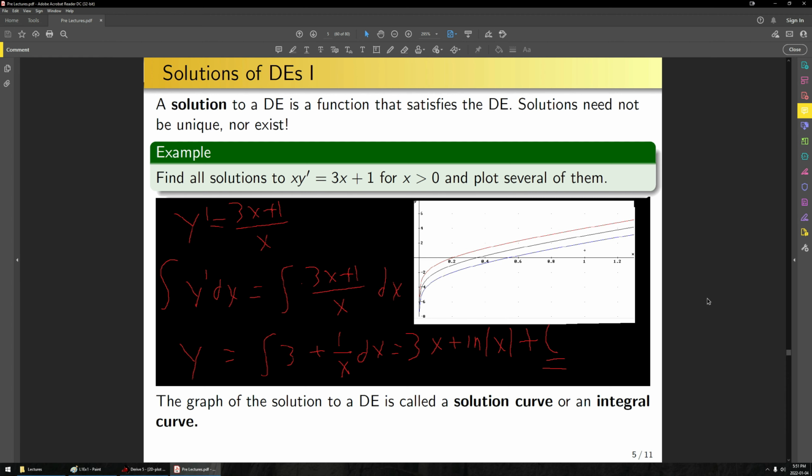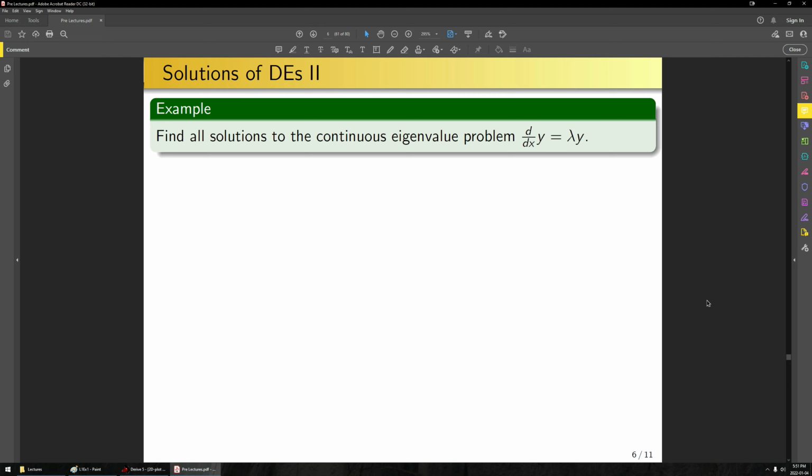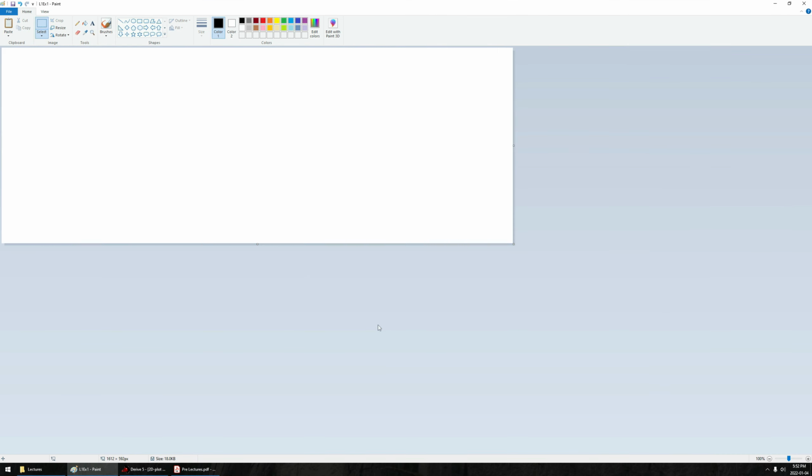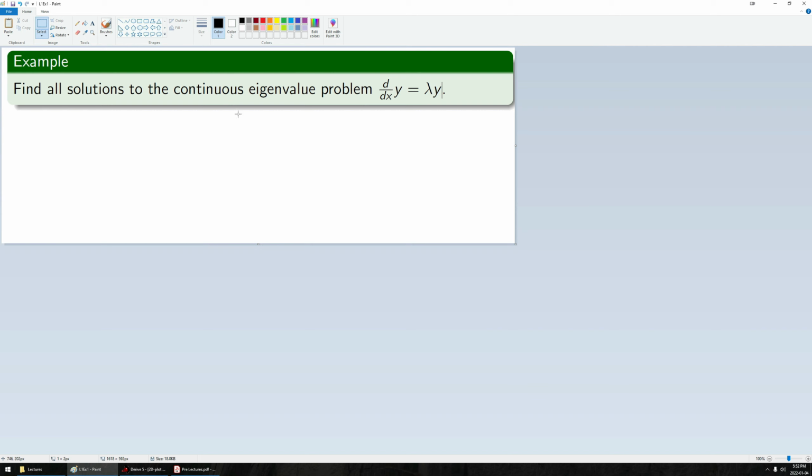Okay, let's look at another example. Find all solutions to the continuous eigenvalue problem, this thing here. If you recall from linear algebra, we've previously talked about eigenvalue problems. So why would I call this an eigenvalue problem? Let's just use that as our starting point here.